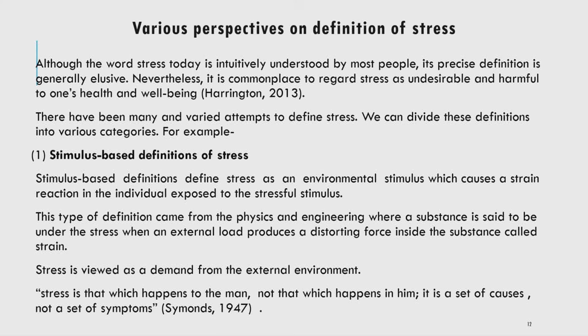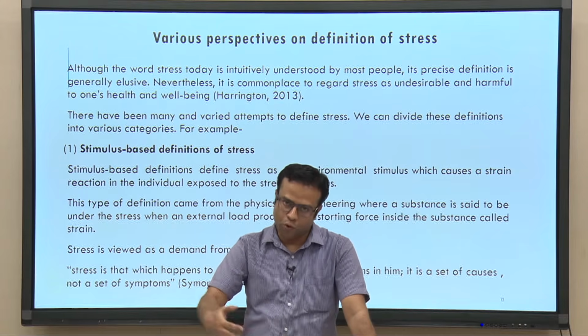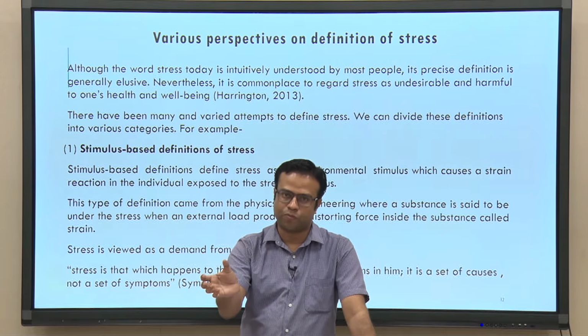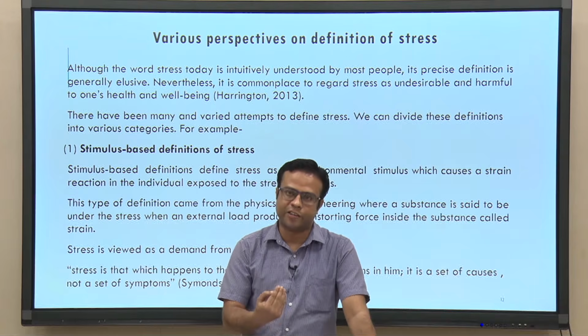For example, now you may be looking at your mobile screen or computer screen. That is a stimulus because it is causing some internal reactions. You are thinking about something, or it is stimulating some thought processes. So, the stimulus based definition of stress basically defines stress as an environmental stimulus which causes a strain reaction in the individual exposed to the stressful situation. Here stress is defined as an external stimulus that causes a strain reaction within the individual. The external stimulus is seen as the stress which causes a strain reaction within that person.